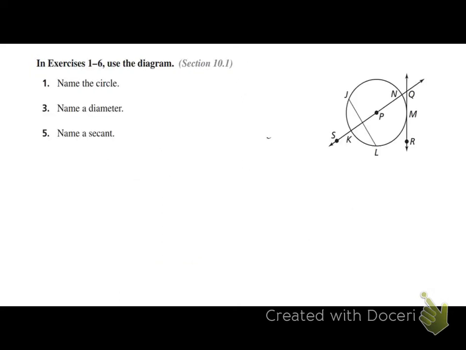All right, you're going to name the circle. You're going to name a diameter and name a secant. You do need to name them correctly. So you're going to name the circle, name a diameter, and you're going to name a secant. So you got to name them correctly. Remember which ones are segments and which ones are lines. You want to name them that way. This is from 10.1.